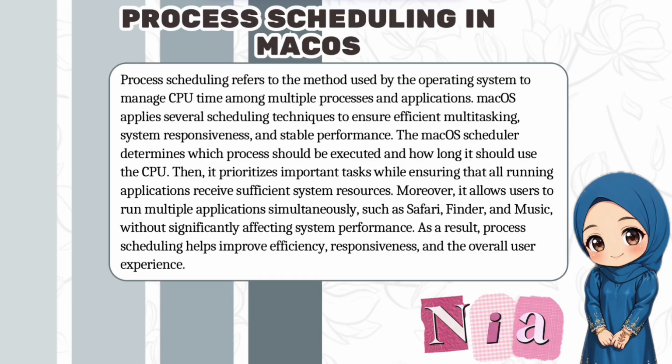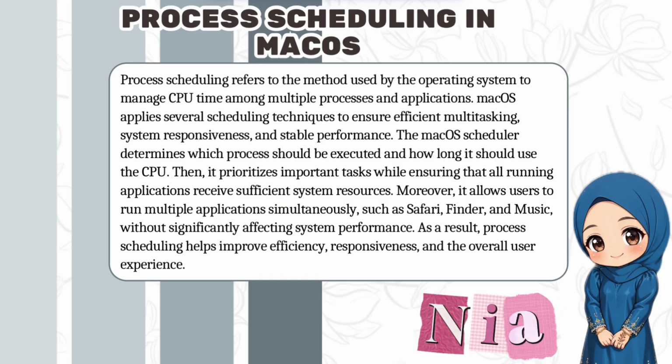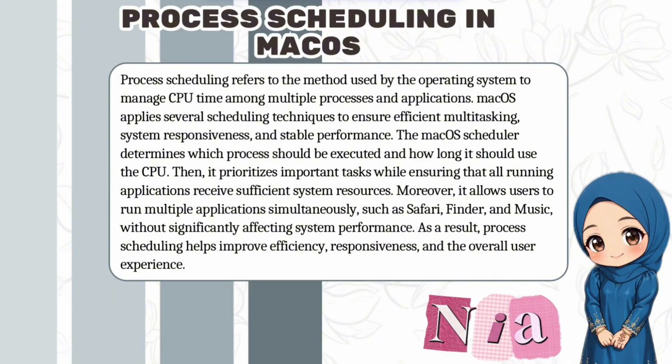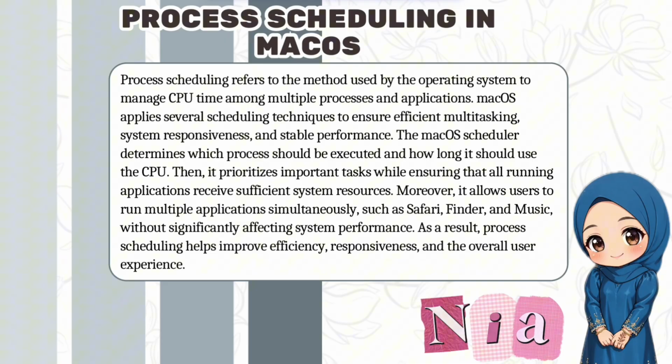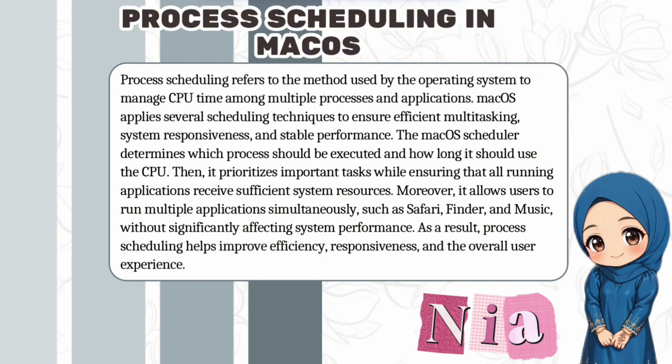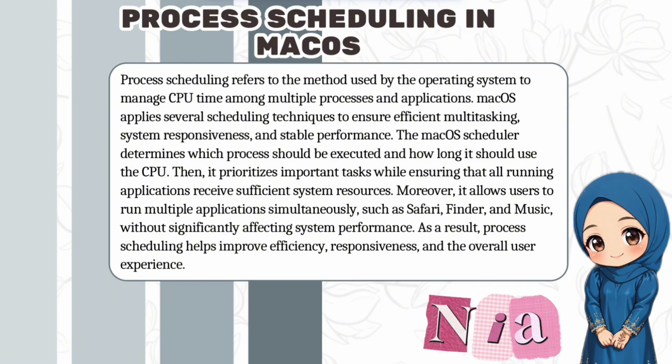Now, I will talk about process scheduling in macOS. Process scheduling refers to the method used by the operating system to manage CPU time among multiple processes and applications. macOS applies several scheduling techniques to ensure efficient multitasking, system responsiveness, and stable performance. The macOS scheduler determines which process should be executed and how long it should use the CPU.